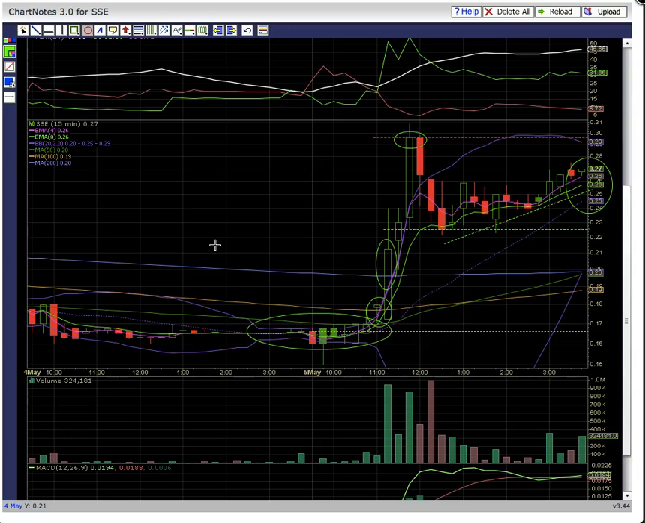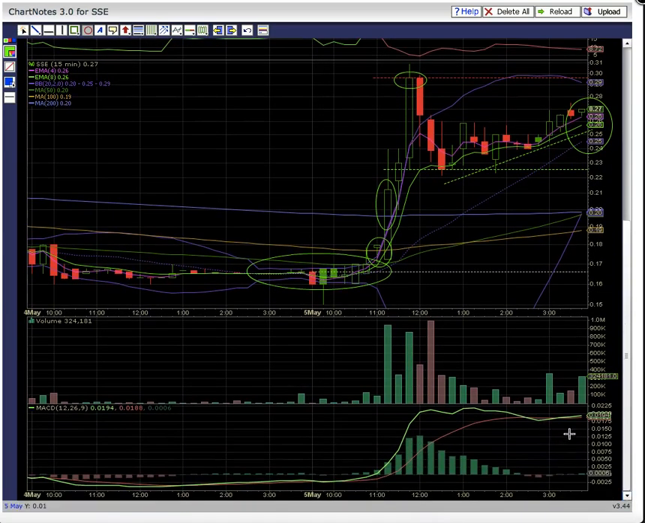If the middle Bollinger Band breaks on the 15-minute chart, or there's a bearish crossover, as you can see, MACD crossed over bearish, then crossed over bullish, that would signal downside risk.